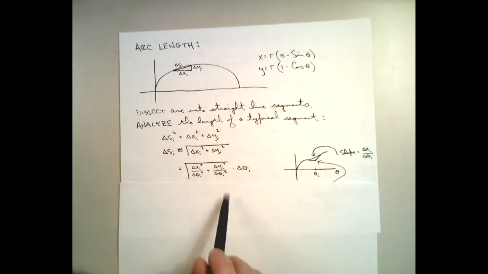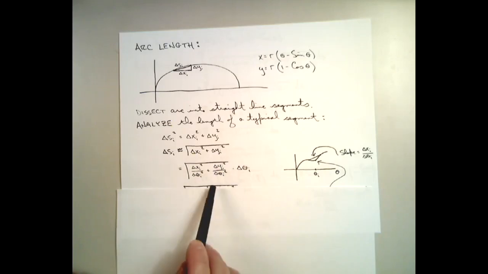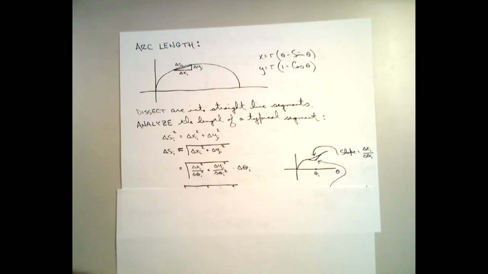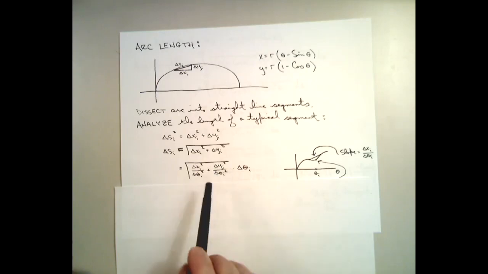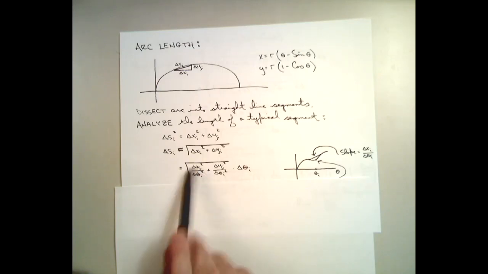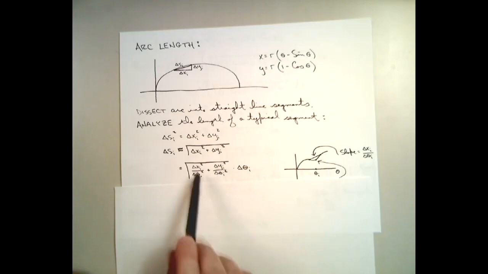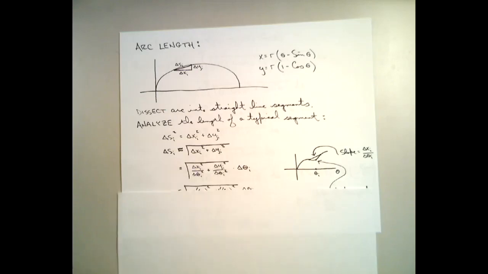So multiply by a delta theta and divide by delta theta. Of course, if I divide by delta theta, I can bring that delta theta inside the radical sign as a delta theta squared, and then separate the fraction into two fractions. So look what I got. I've got (delta x sub i over delta theta sub i) quantity squared, and I've got (delta y sub i over delta theta sub i) quantity squared. Well, let's focus right now on the delta x sub i.